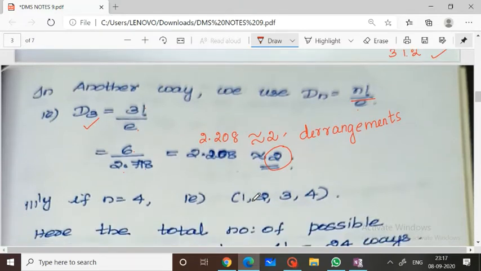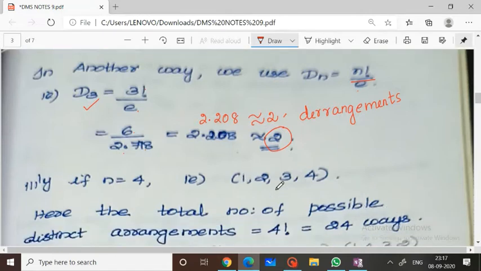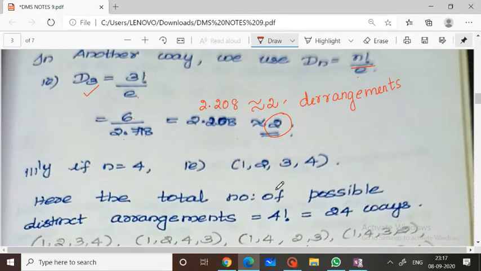Now, let us expand this. Let us take the positions 1, 2, 3 and 4. So we are considering 4 positions. Now, here is the total number of possible arrangements. Are these cases distinct? Yes, they are distinct. That means, what is the number of possible arrangements, or the number of permutations, here?